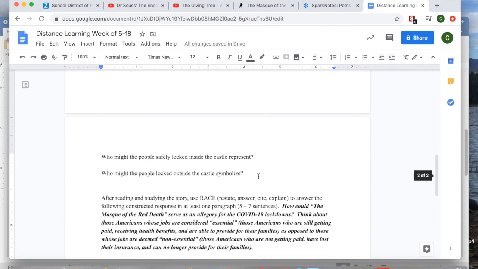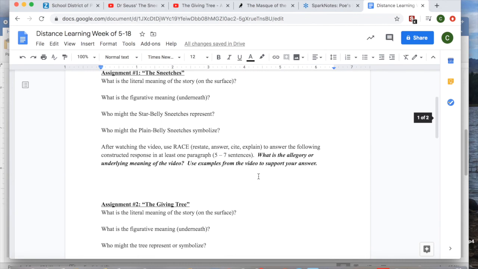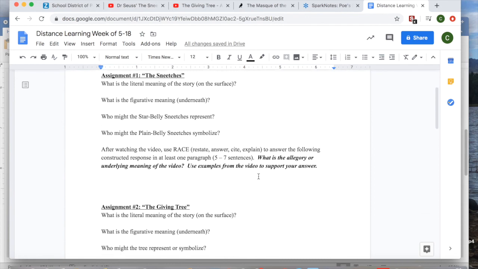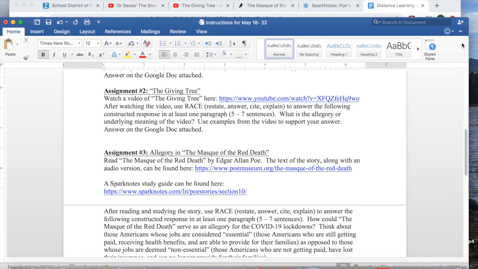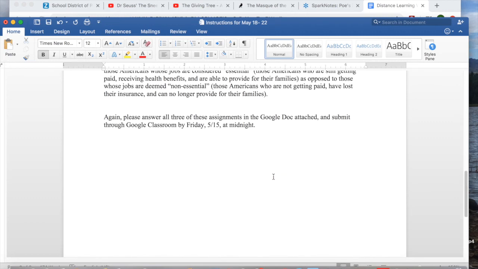Again, you're going to answer all of these on this Google Doc, submit everything in one doc. It is going to be due by Friday at midnight. This says the 15th. Let me make a quick switch on that. 22nd. Okay, again, if you have any questions, you can always email me through Google, text me through Google.